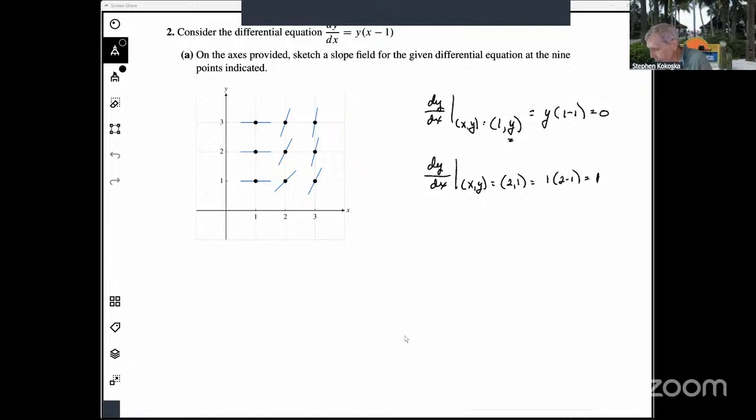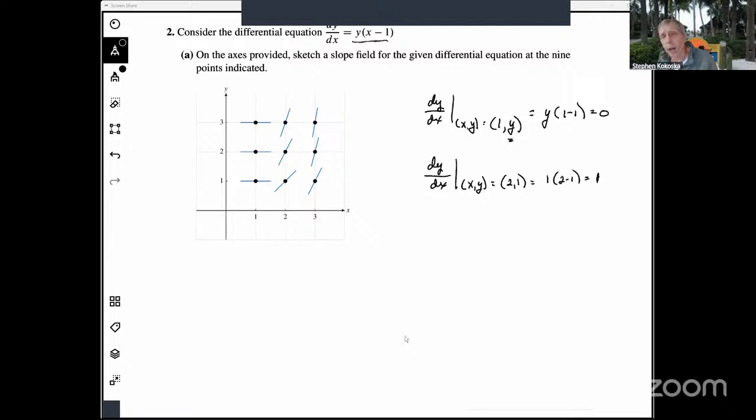So this one says we have a differential equation. This time dy/dx is y times (x minus 1). And a typical sort of problem has been: on the axes provided, sketch the slope field for the given DE at the 9 points indicated. So what we have to do is recognize the coordinates of each one of these points, plug them into this differential equation, recognize that that is the slope of the tangent line, and draw a small line segment with that approximate slope.